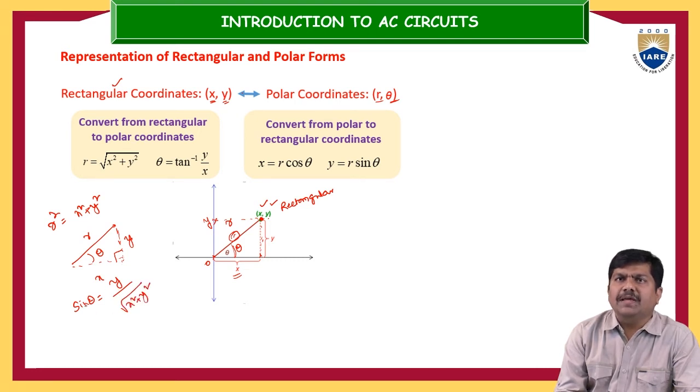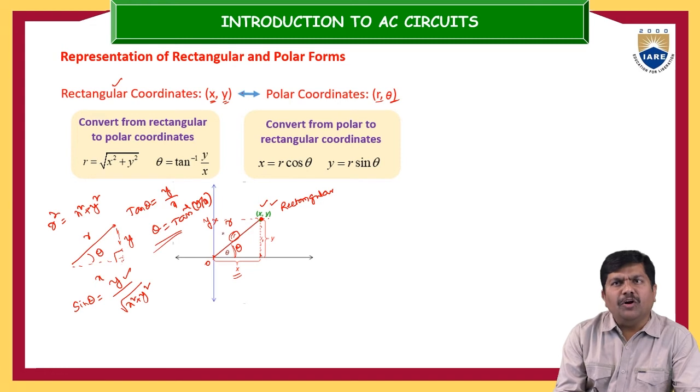Now if you cross multiply this, you will get the y value and the x value. x is r into cos theta, and y is r into sin theta. What about the theta value here? If you apply tan theta for this particular triangle, it is the opposite side to the adjacent. So theta is tan inverse of y by x.